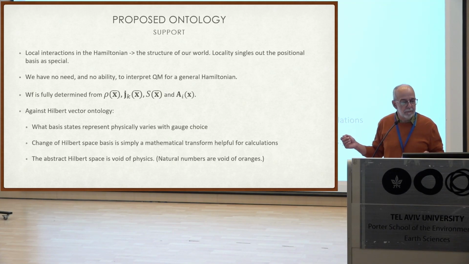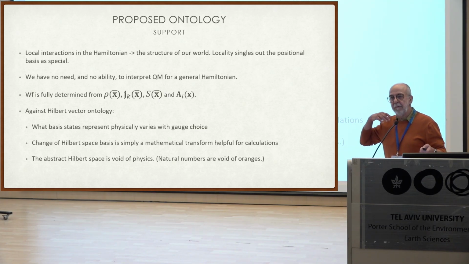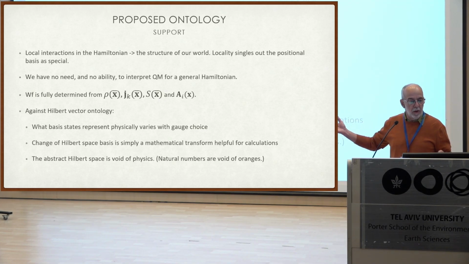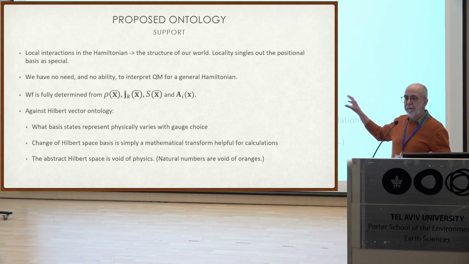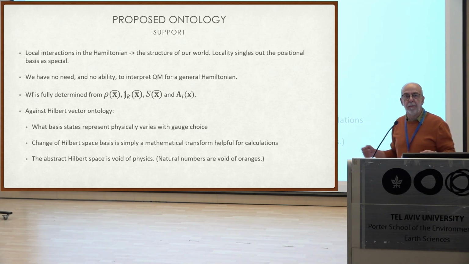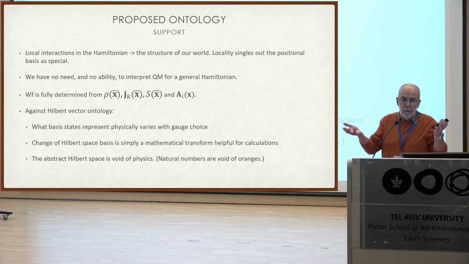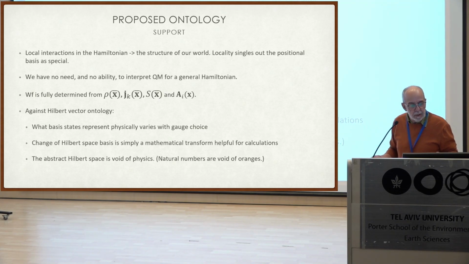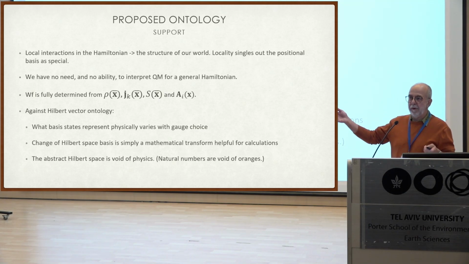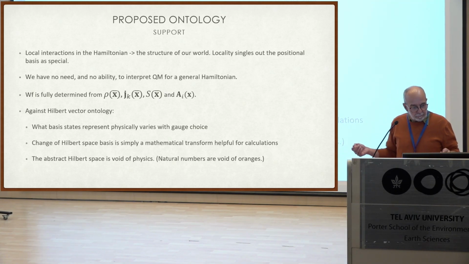And then some words against Hilbert vector ontology, because basis states will vary with gauge in what they mean physically. So that will be a problem for that. And to my mind, the change of Hilbert space basis is simply a mathematical transform that is good for calculations, but shouldn't be viewed as anything more than that. Well, it can be helpful also in some understanding, but still. Just like a Fourier transform of sound, it helps you to understand sound, because you can get what kind of spectra it has in frequencies. And the abstract Hilbert space is void of physics, just like natural numbers are void of oranges.